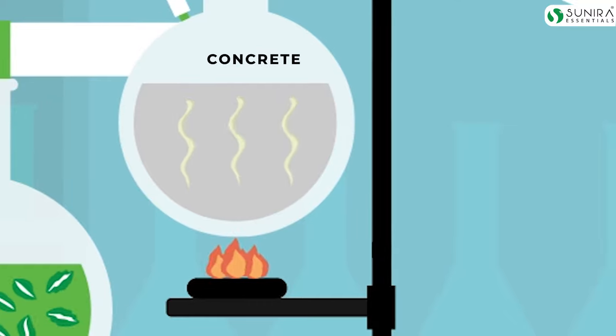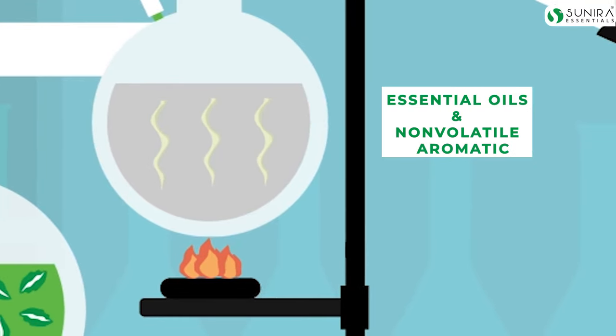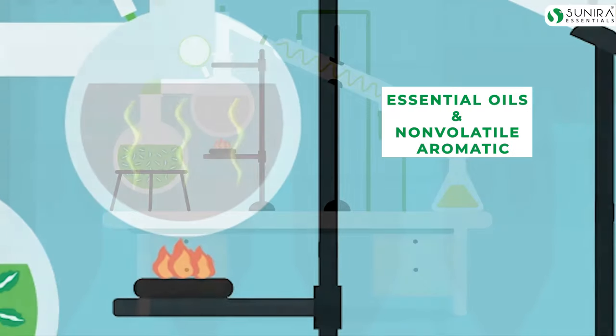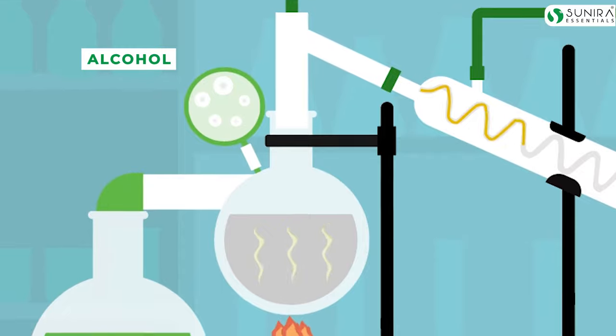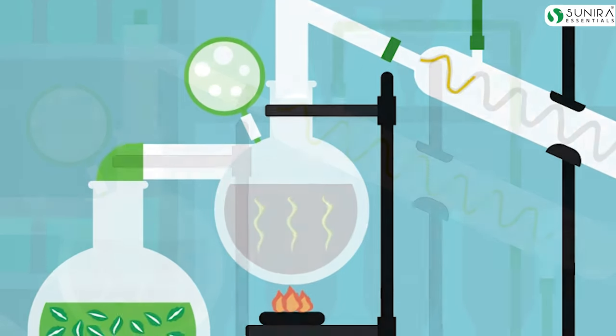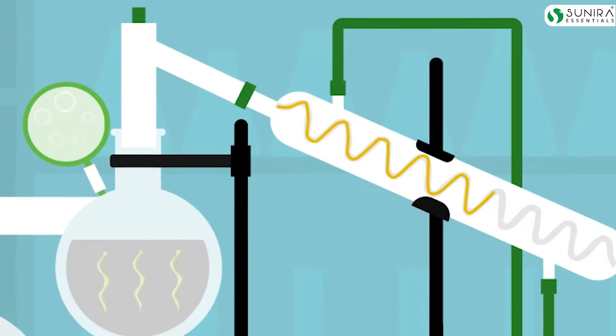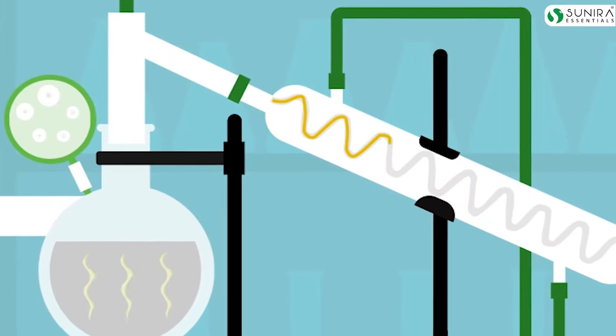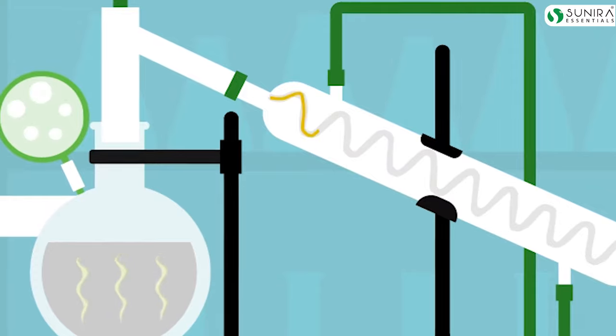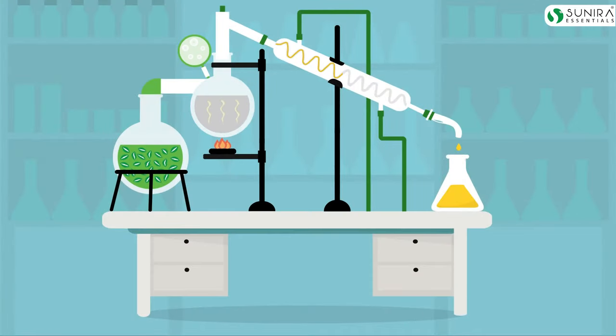Concrete contains both the essential oils and some waxy non-volatile aromatic materials. To separate both the materials, a second process is conducted where alcohol is added to the concrete and the mixture is heated again. The aromatic oils get dissolved in alcohol and are collected in a different receiver. This is an advanced extraction method of essential oil, and has only one downside, that a few traces of the solvent remain in the extracted oil or concrete.